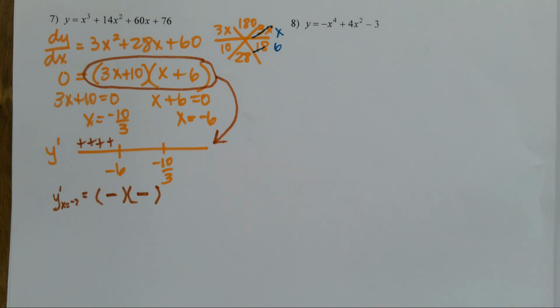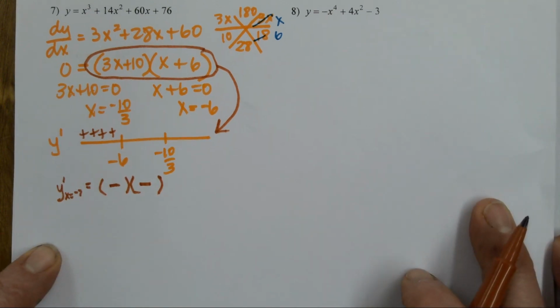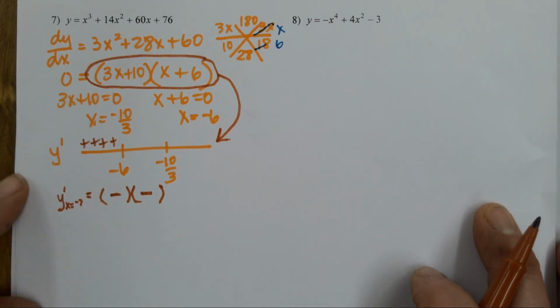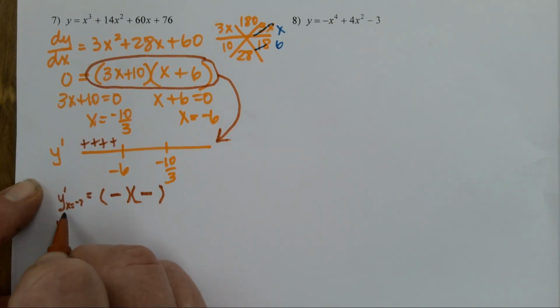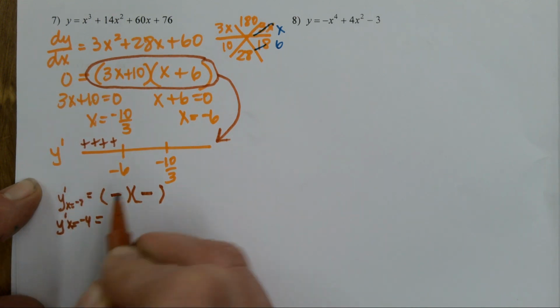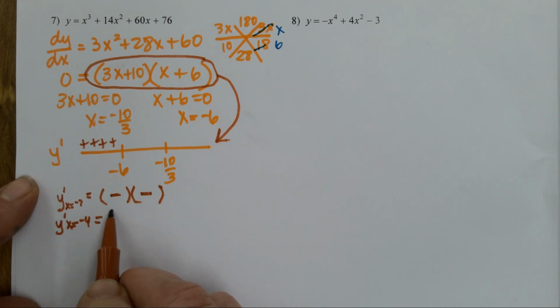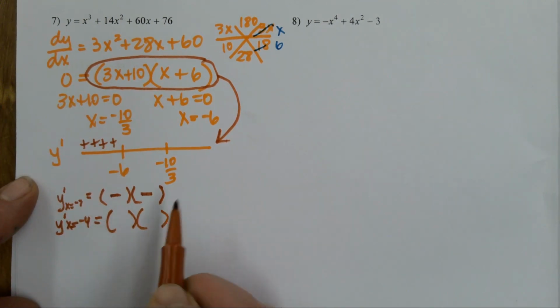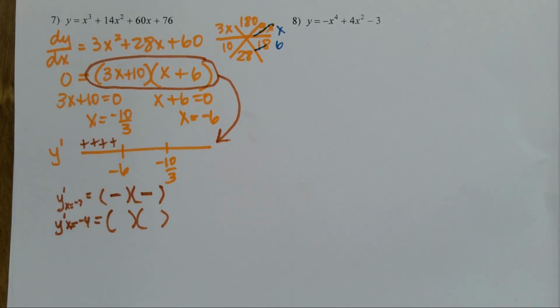Now I need to pick a number between negative 6 and negative 10/3. Negative 5. Negative 5, negative 4. Which should we use? Does it matter? It'll all get the same answer. So y prime at x equals, I'm just going to go with negative 4. No particular reason. Again, I have those parentheses, so I'm going to do those little test points, and I'm going to plug negative 4 into this, and then I'm going to figure out what I get.